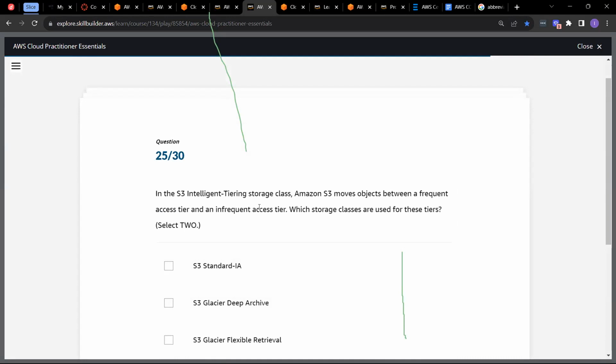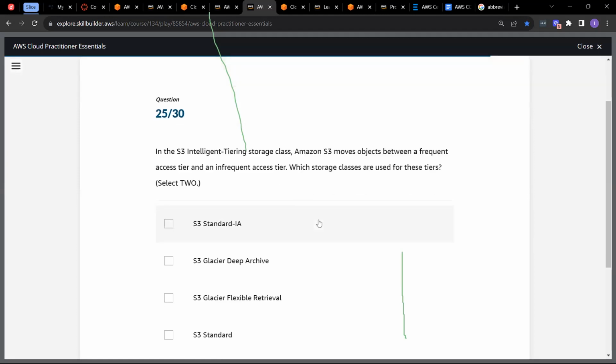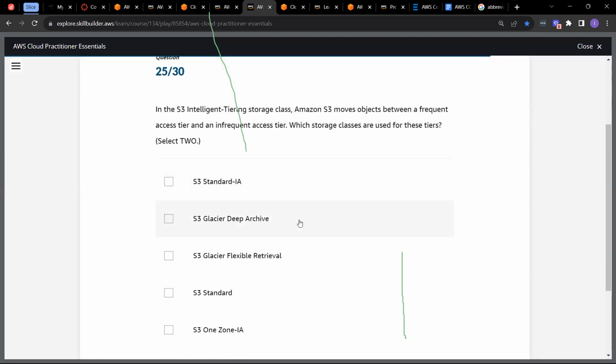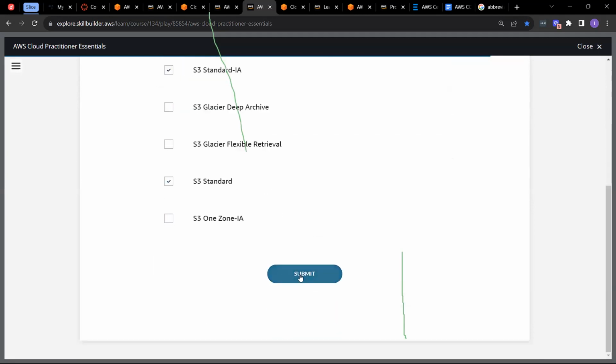In S3 Intelligent-Tiering storage class, Amazon S3 moves objects between a frequent access tier and an infrequent access tier. This is what we're doing right now. Anybody who go get that wrong, go home. So which storage classes are used for these tiers? S3 Standard-IA and S3 Standard. 1 and 4. Yeah. Bravo.